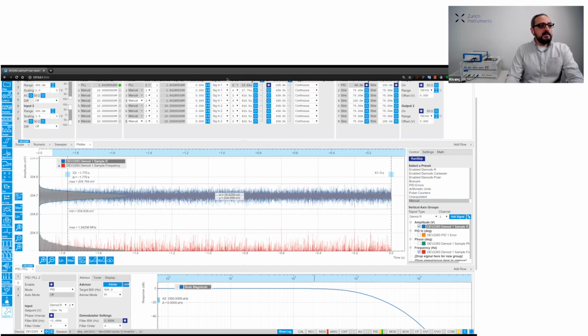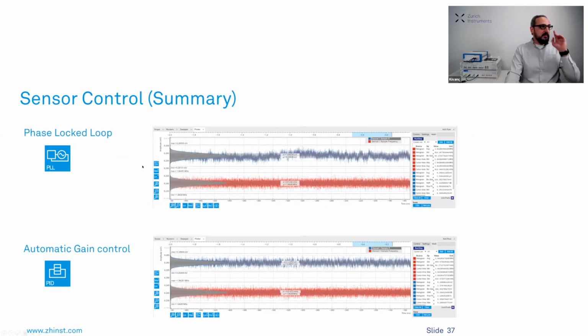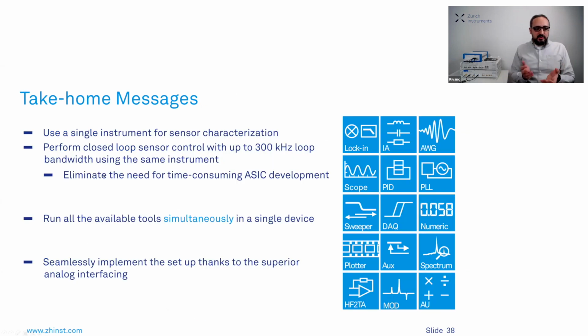Let me go to my slides again and let's recap. So what we did was we closed the phase lock loop to be able to track the frequency of the oscillator, and then we closed a PID for the amplitude control. So basically this together is called automatic gain control principle. The take-home messages so far is you can use a single instrument for sensor characterization, and with the same instrument again, close feedback loops and control the devices as well.